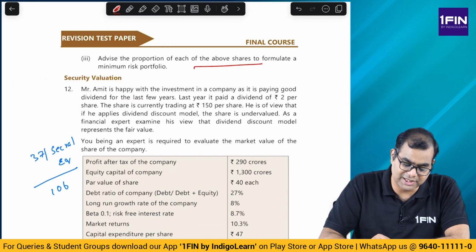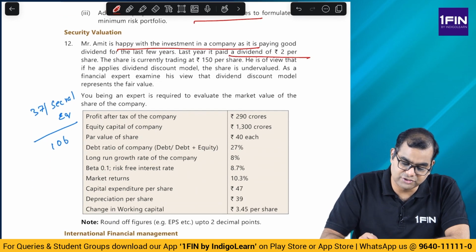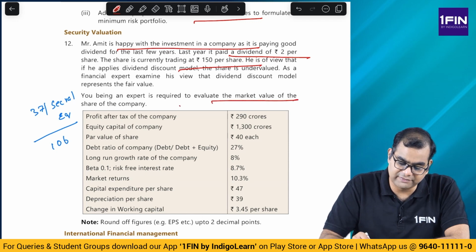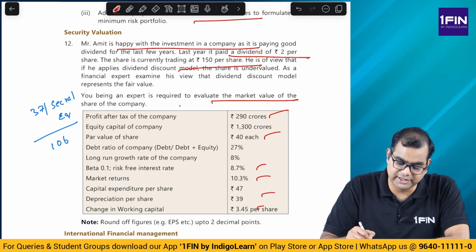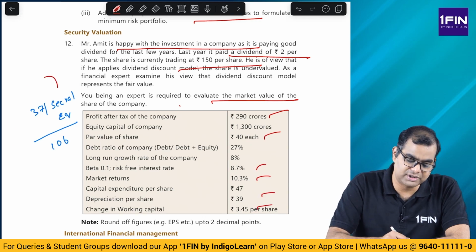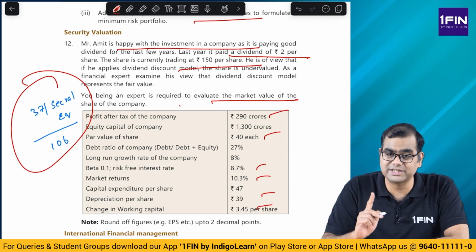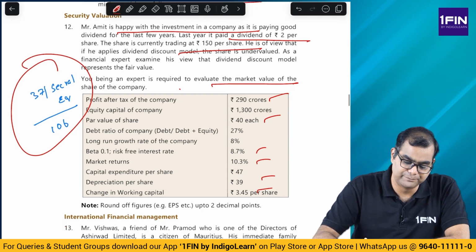Then security valuation. Mr. Amit is happy with investment in a company as it's paying good dividend. Last year it paid dividend of so and so. Currently its trading price is so and so. You are required to evaluate the market value of the share, PAT, then equity capital, a bunch of other data, per share data. Question number 37, security valuation equities, page number 106.